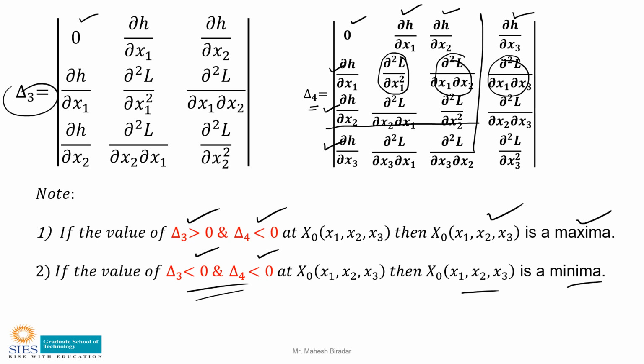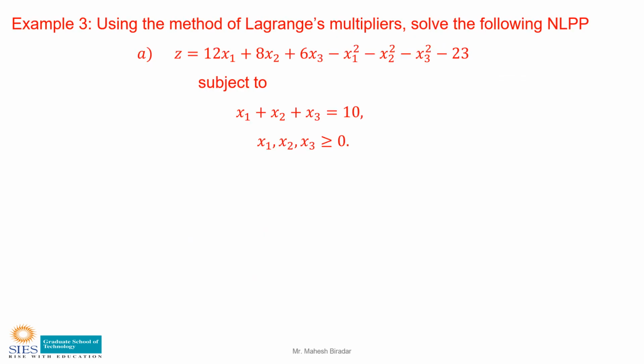So you have to remember that here, in the case of three variables and one equality constraint, maxima or minima depends basically upon delta 3. Delta 4 is negative in both the cases. If delta 3 is positive, it is maxima. If delta 3 is negative, this is minima. Let us solve one particular example.